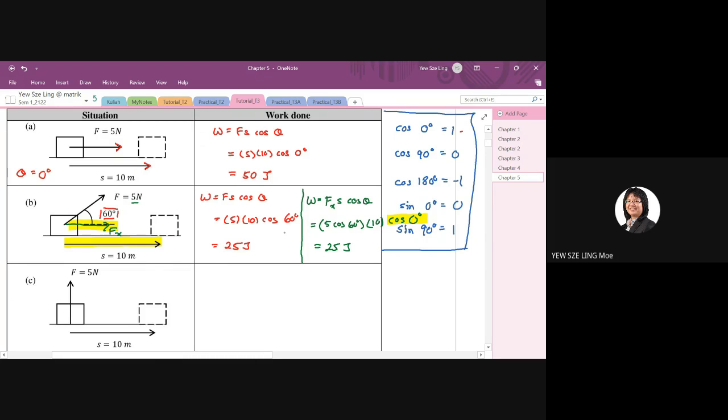So there are two methods. The first method is the one in red. The second method is the one in green.